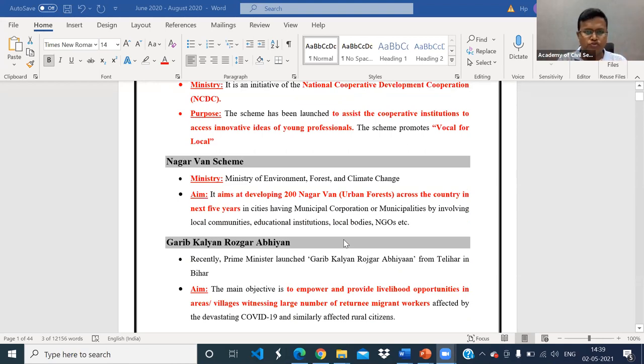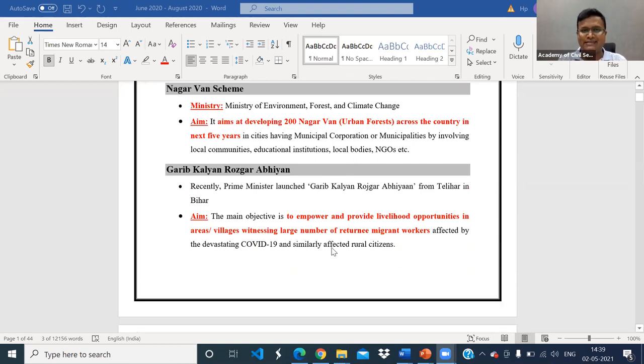It is a scheme of the Ministry of Environment, Forest and Climate Change for creating urban forestry in urban cities and planting trees on both sides of the road, creating urban forestry in 200 cities in India. That is the aim of the Nagar Van scheme.